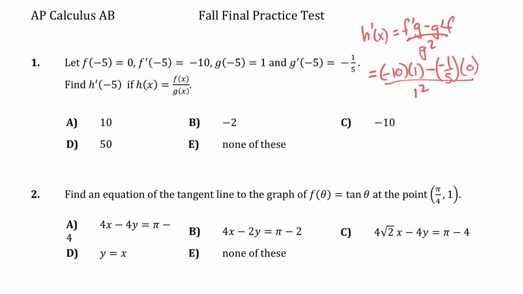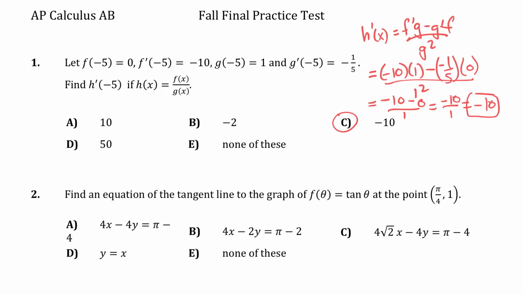And I'm going to squeeze this all in here. Negative 10 times 1 is negative 10, minus, and we have negative 1/5 times 0, that's just 0, all over 1 squared, which is 1. And negative 10 minus 0 is negative 10, divided by 1, obviously, is negative 10. And there it is. We have C as our answer.